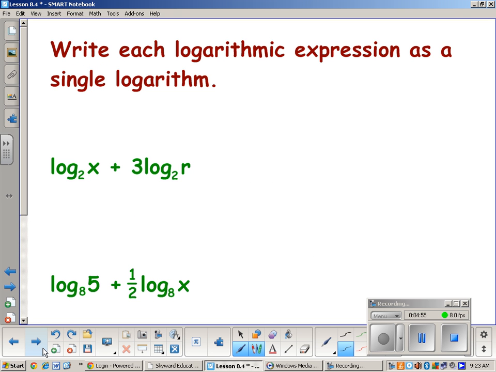Okay, now we have little different directions. It says write each logarithmic expression as a single logarithm. So instead of expanding them, now that we already have them expanded, we want to condense them into a single logarithm.